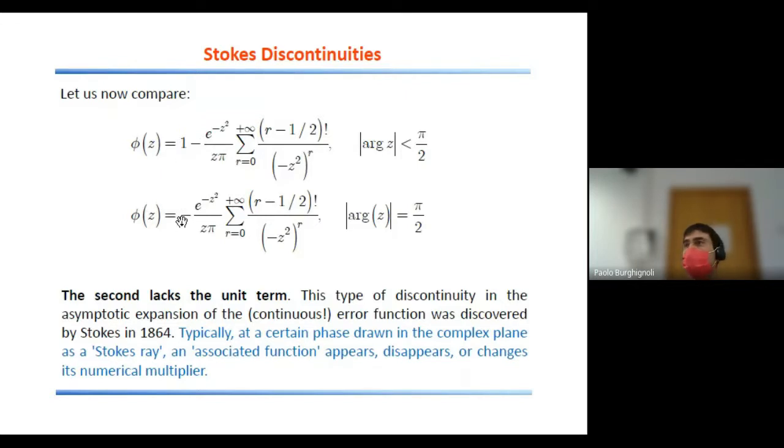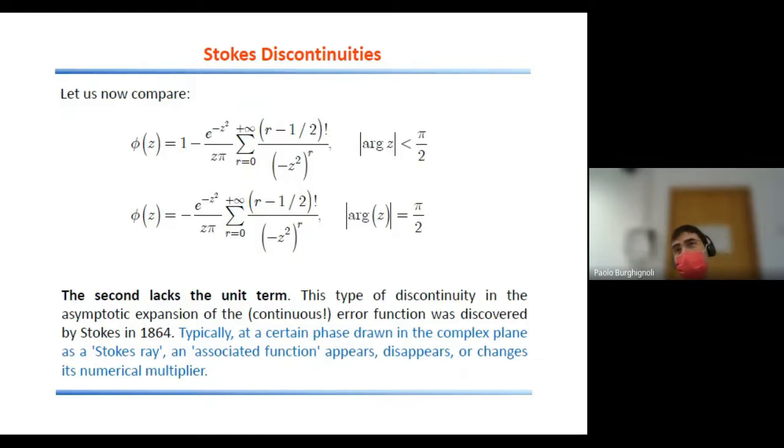So there is a discontinuity in the asymptotic representation. This is known as a Stokes discontinuity, and since it occurs along a ray, that is the positive imaginary or the negative imaginary axis, those are called Stokes rays. So they are specific values of the argument of z where the asymptotic expansion has a discontinuity. Note that the asymptotic expansion is discontinuous, but what we are trying to represent, that is the error function, is not. That is, it is a continuous function. It's even an analytic function of a complex variable.